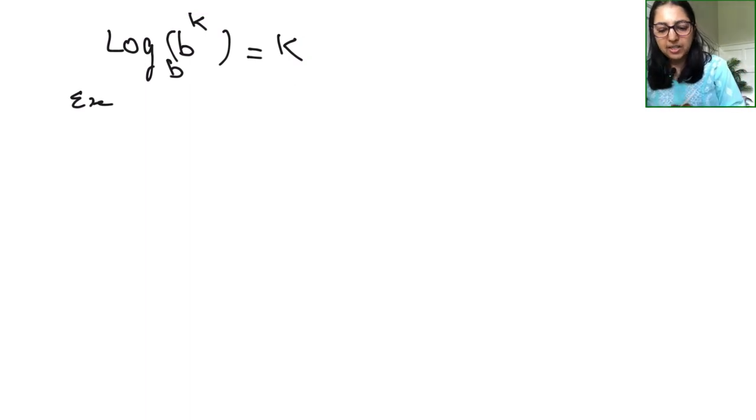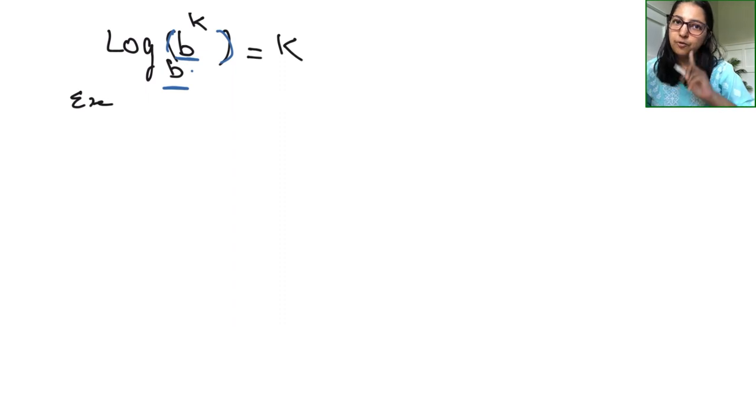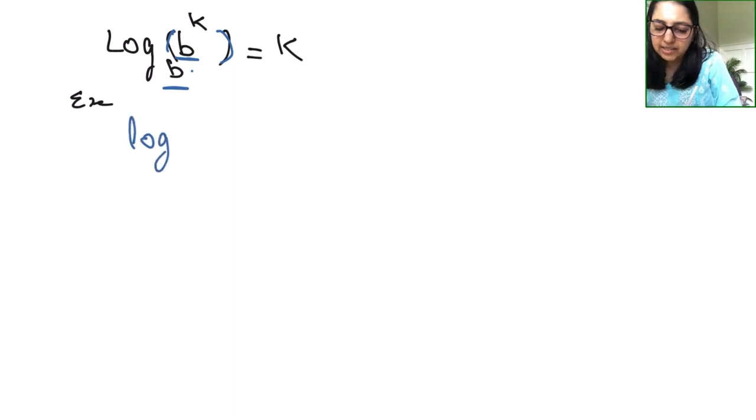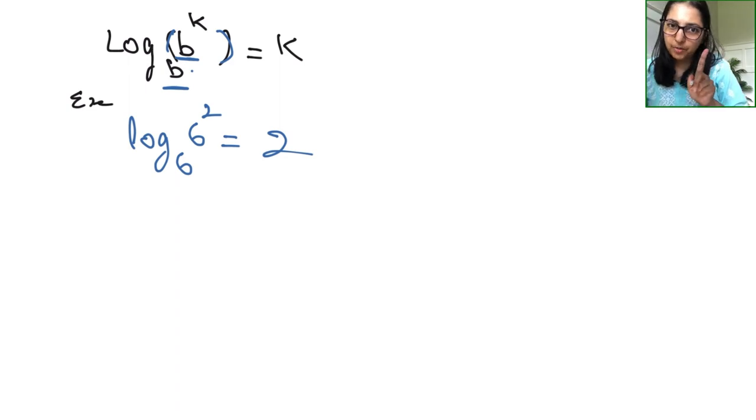Now, the next property. As you can see, we have the same base and the number, but the number is raised to the exponent of k. If you recollect from the top 3 properties that we did in one of the previous videos, it is going to be log, let's take an example. I'll take 6 and let's say it's raised to the power of 2, and the answer should be 2. So now we are utilizing 2 properties here.